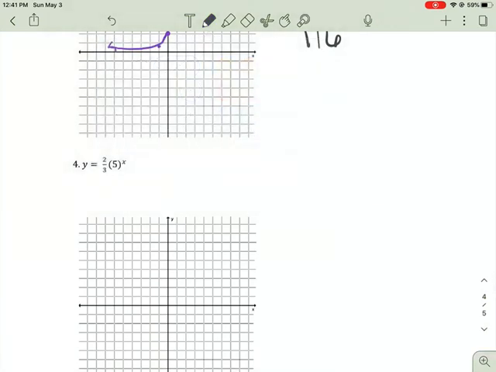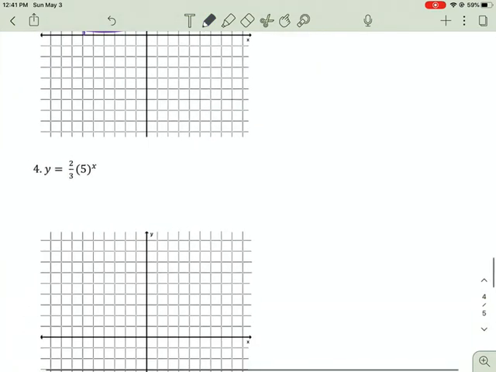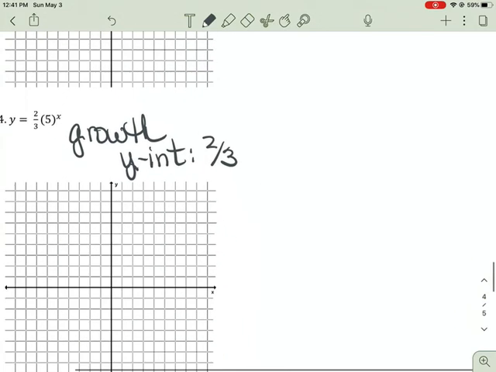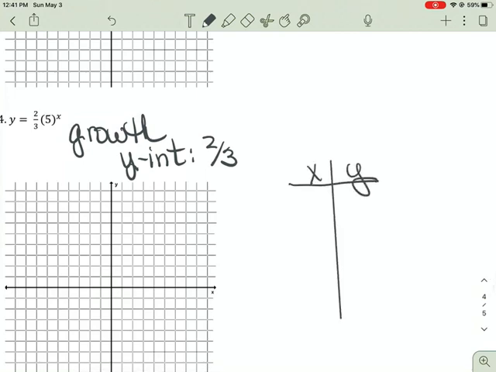All right, so let's try one more problem. So this is also a growth problem because 5 is what's being taken to the power, and our y-intercept is 2/3. So I'm going to pick some points. Again, I'm just using -1 and 0 and 1 just because those are easy. So if I put -1 in there, 5 to -1 is 1/5 times 2/3, so that's 2/15.